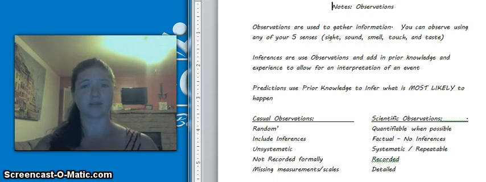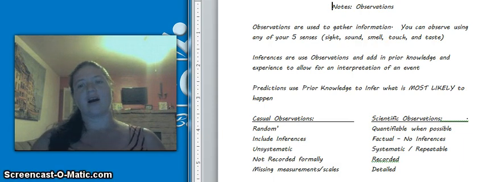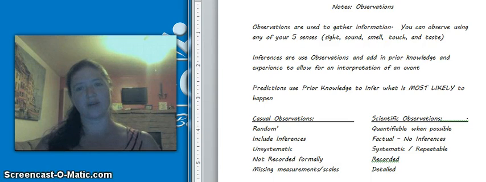Alright, so this is different from scientific observations. In scientific observations, we want to quantify whenever possible. So if there is a measurement that we can take, we take it. So you want to see how tall are they, how big are they, what's the weight, what's the width. Every single thing that you can take a measurement on, we try to do in science when we're taking observations that are detailed.